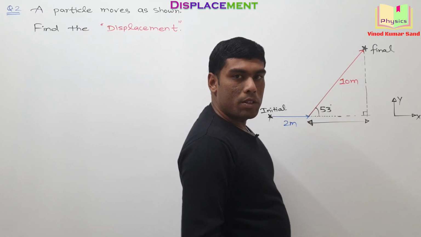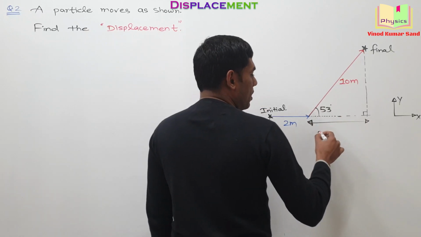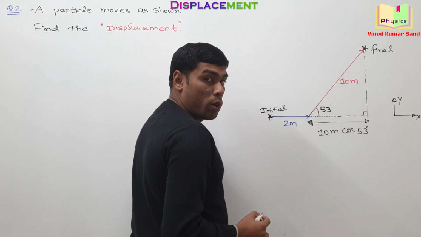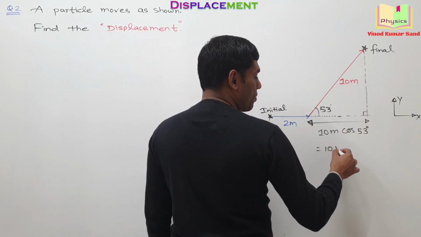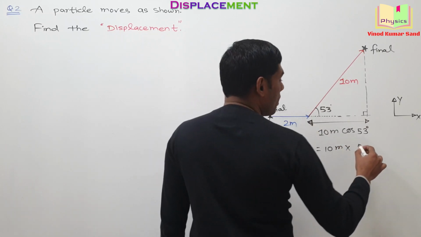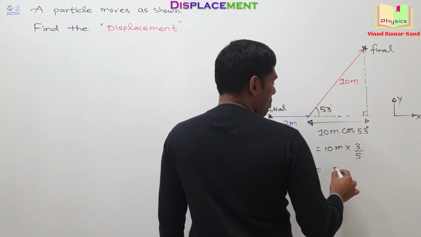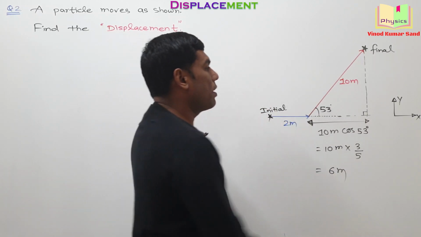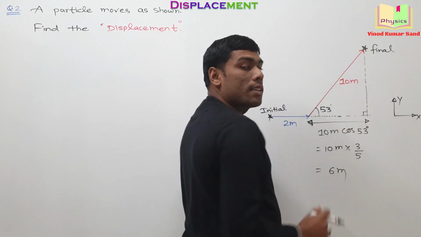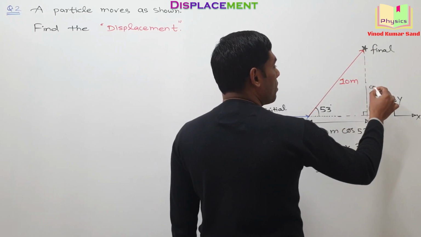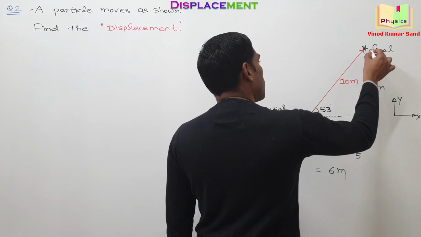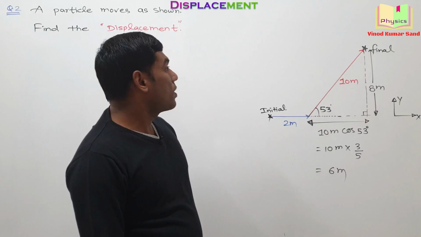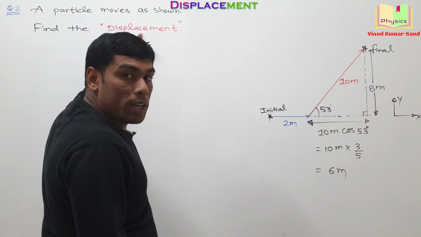We require the length of the base. It will be 10 meter cos 53 degree. What is the value of cos 53 degree? Do you remember? 3 by 5. So this answer will be 6 meter. Similarly, you can find this vertical length. This length will be equal to 8 meter. Calculation I am leaving to you. Do your calculations.